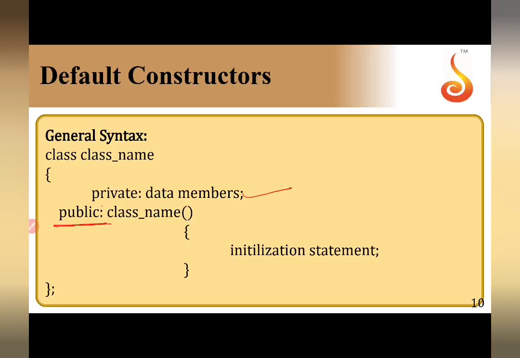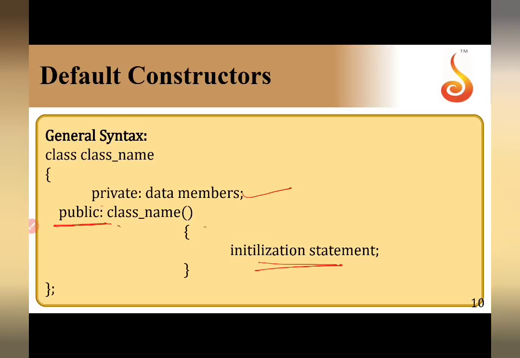So if you want it public, you need to specify it as public, and constructors should always be written in the public section of the class. Then class name, because a constructor is a function which has the same name as the class name and it does not have any return type, so there is no return type here. And then I will have open and close braces, and then the initialization statements. The end of my class can have different other member functions also, and then I will terminate my class.